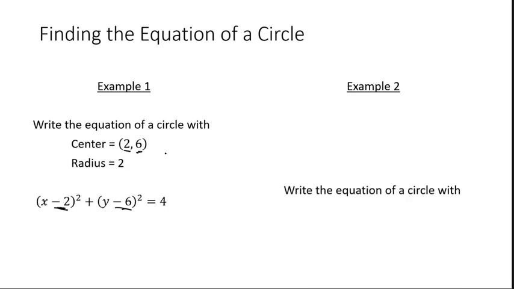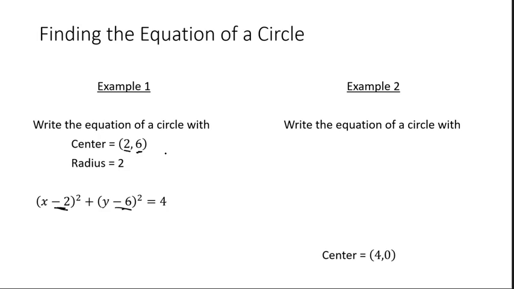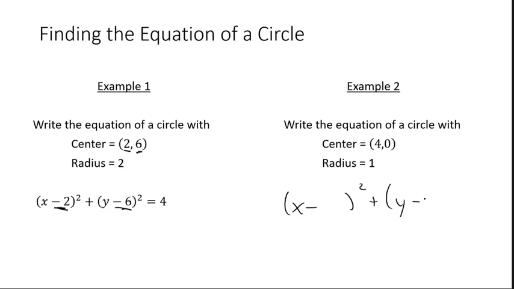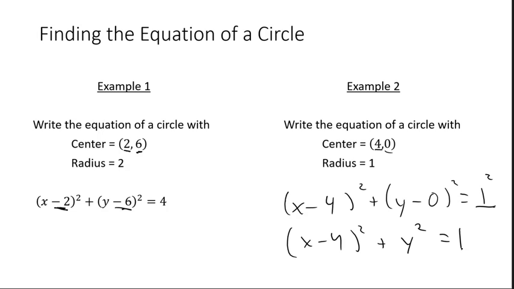Let's try another example. Here, we're writing the equation of a circle with the center at (4, 0) and the radius is 1. All right, so again, it's going to be (x minus something) squared plus (y minus something) squared equals the radius squared. So the 4 would go here, the 0 would go here, and the 1 would be squared to go there. So your equation is (x minus 4) squared plus y squared equals 1.